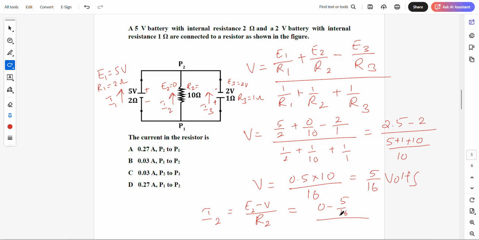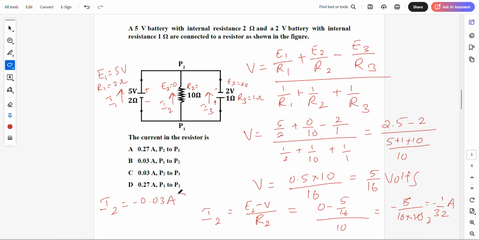R2, how much is R2? 10, right. That is equal to minus of 5 divided by 16 into 10, it becomes minus of 1 by 32 amperes. Minus of 1 by 32 means approximately how much? Approximately minus of 0.03 amperes.